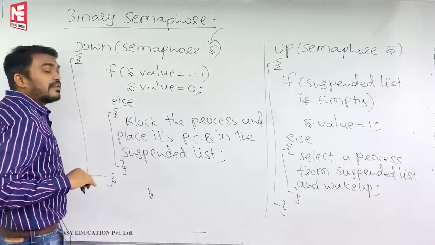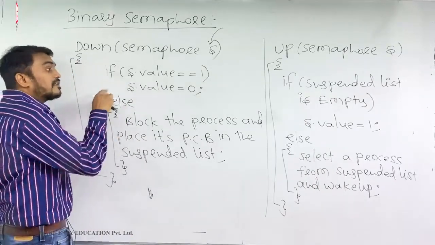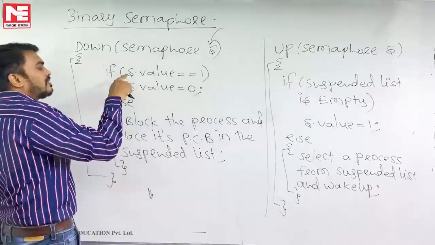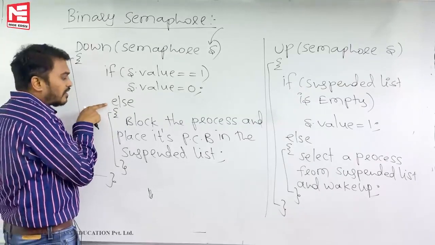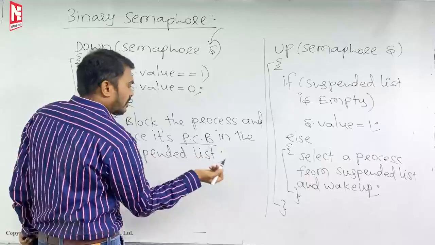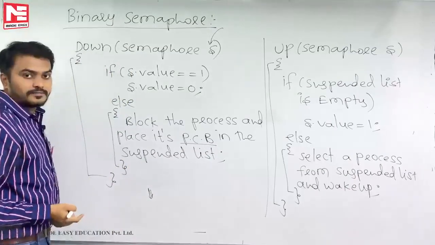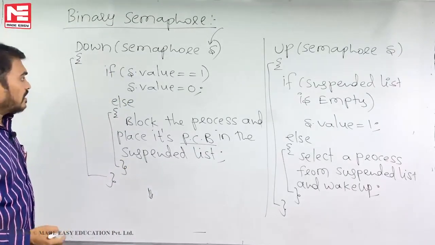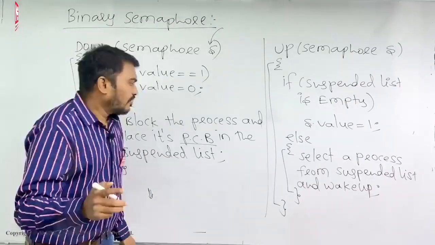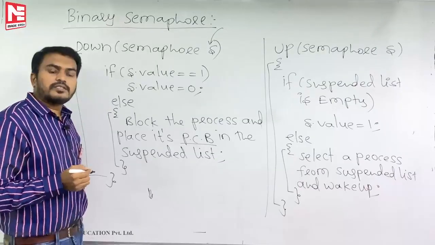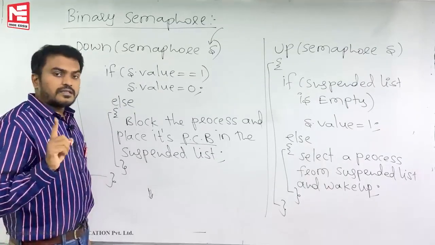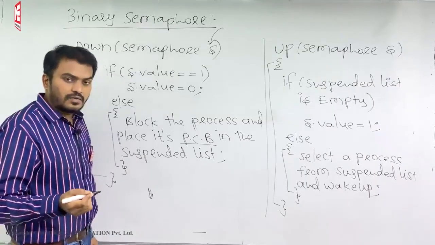So else means if the semaphore value is initially 0, then you come to the else part. What do you do in the else part? You simply block the process and place its PCB, the same process control block, in the suspended list. Now remember, same thing here also. In the down operation you have two cases: one is a successful down operation and the other is an unsuccessful down operation.